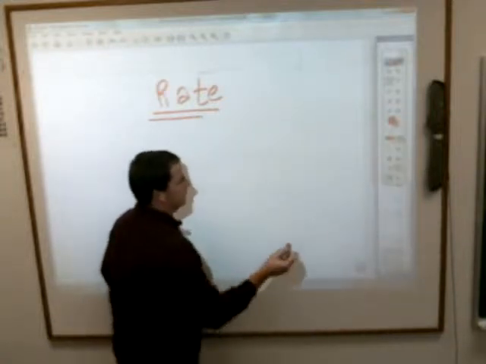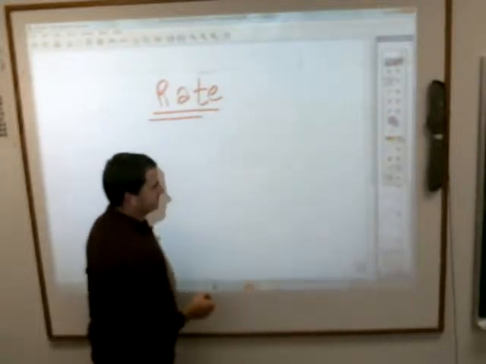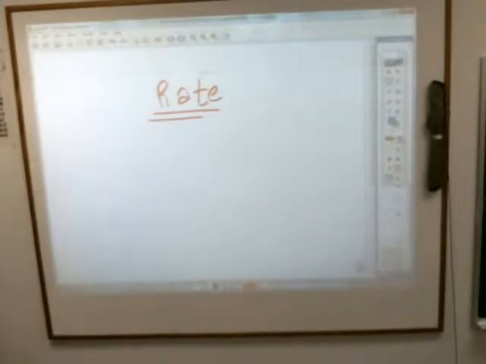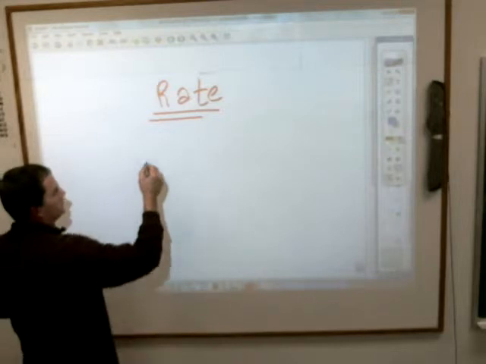Rates and ratios are very much kind of combined in the same thing. As a matter of fact, a rate is a ratio with measurement.